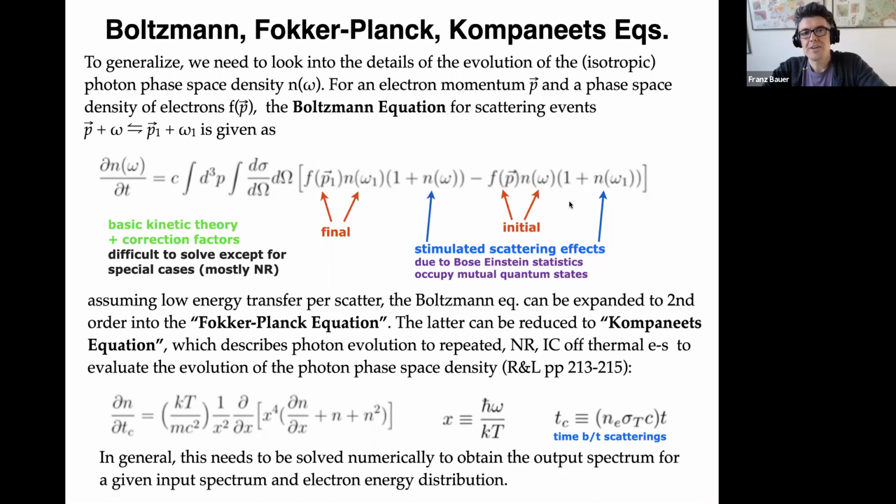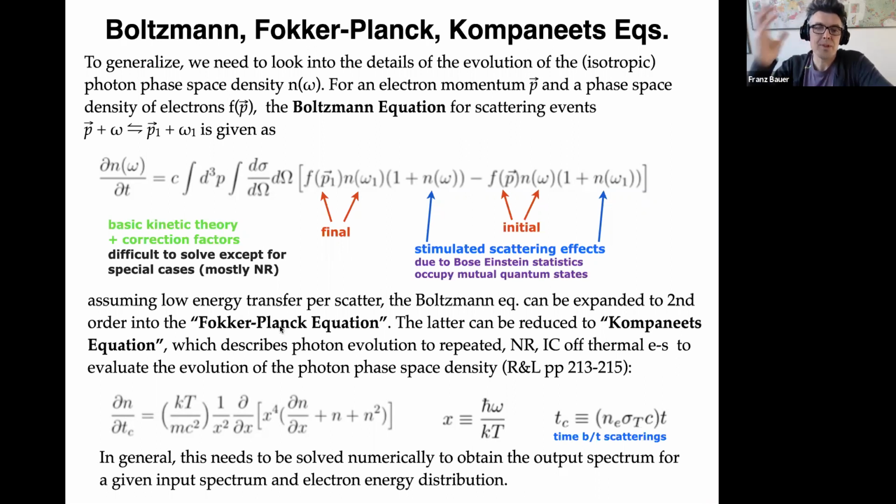As you can imagine, this equation is tricky to solve for very detailed cases. This is basically taking into account kinetic theory plus correction factors. Here you also have to assume that there's a low energy transfer per scatter. If you assume this, then the Boltzmann equation can be expanded just into a second order equation, which is known as the Fokker-Planck equation, which isn't shown here, but it is shown in Rybicki-Lightman.